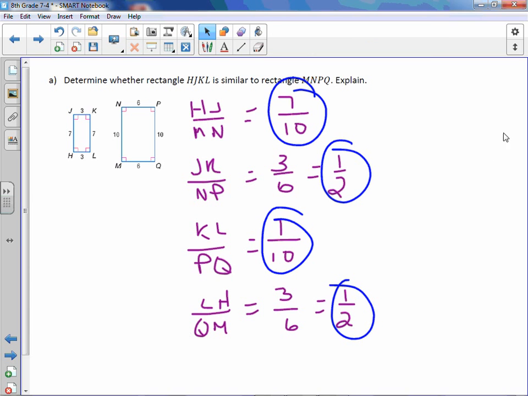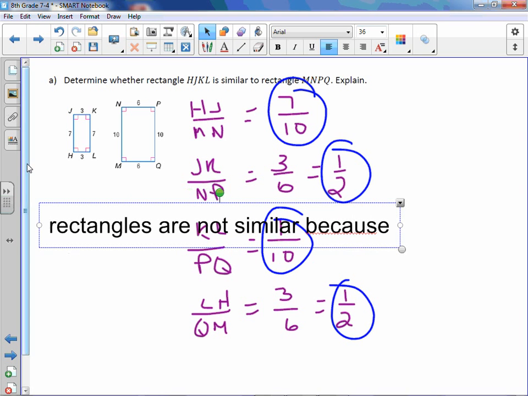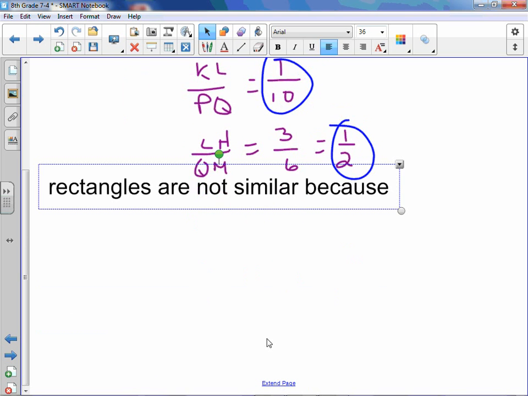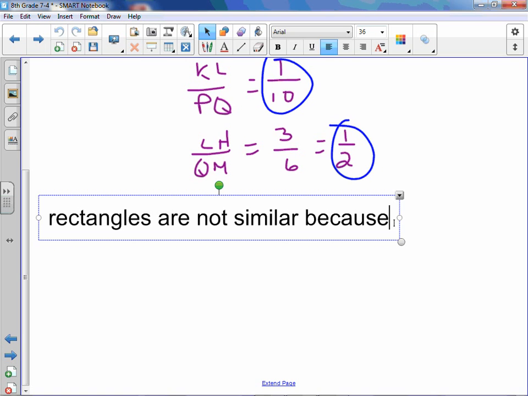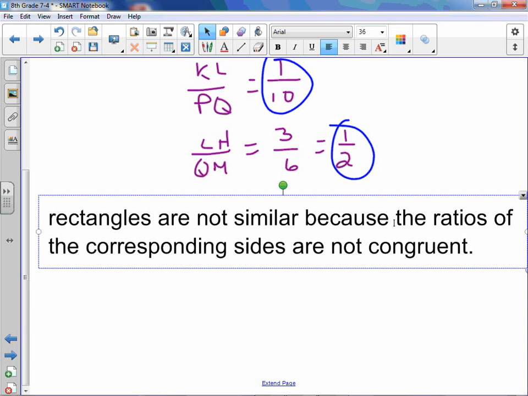So let's write that in words. Rectangles are not similar because the ratios of the corresponding sides are not congruent.